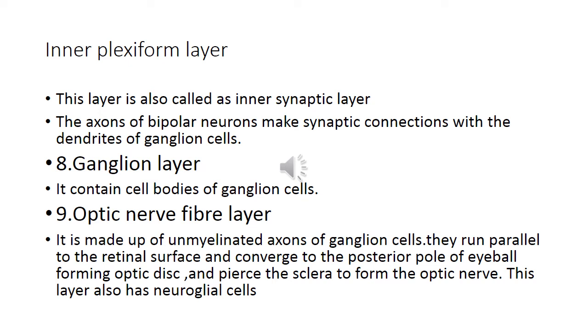Now coming over to the ganglion cell layer, this layer contains the cell bodies of the ganglion cells, which are large multipolar neurons. Then comes the optic nerve fiber layer. Please make it clear that it is made up of unmyelinated axons of the ganglion cells. They run parallel to the retinal surface and converge at the posterior pole of the eyeball, forming the optic disc, and then they pierce the sclera to form the optic nerve.